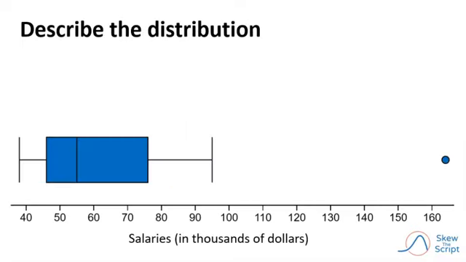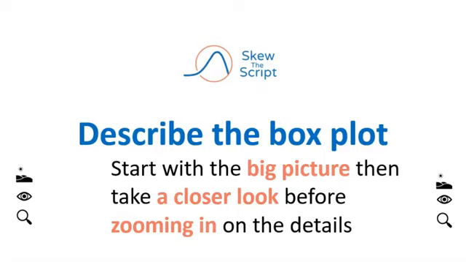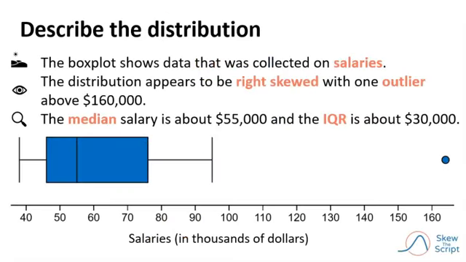So if we go back to our salaries and we wanted to describe the distribution, just like we described histograms earlier in the course, we can do that. Remember, we start with the big picture, start to zoom in closer, and then finally look at the details. So remember that strategy. A description might look something like this.